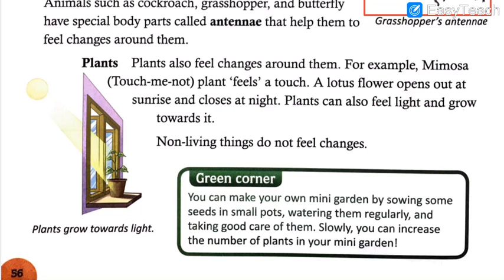If you have seen a lotus flower, it grows in a very dirty, muddy place, but still it is very beautiful. It is our national flower, the lotus flower. It has the speciality that it opens with the sunrise, and when the sun sets, it closes in the night. Plants can also feel the light and grow towards it.